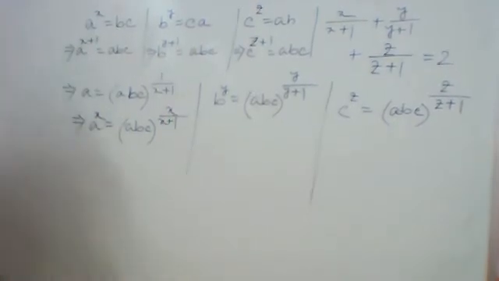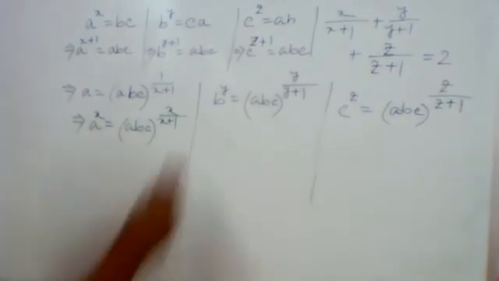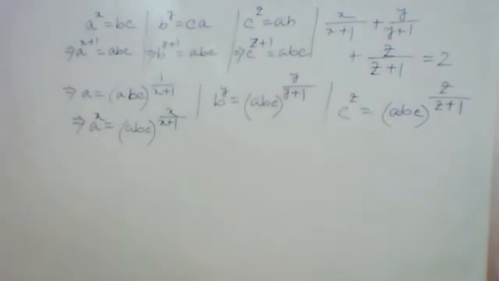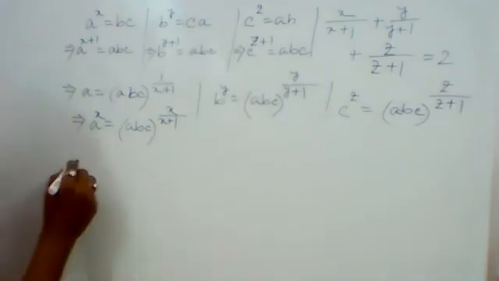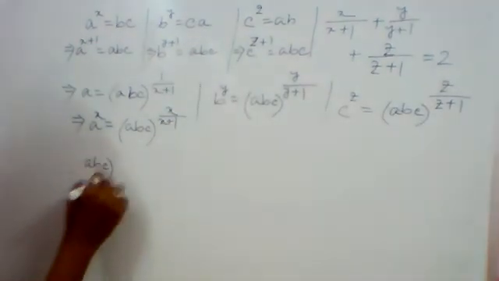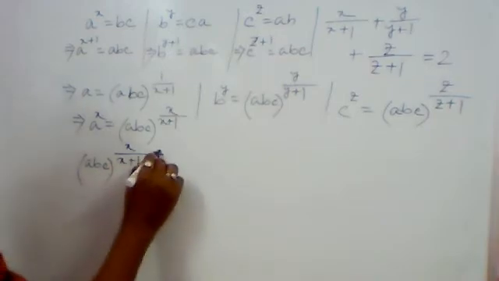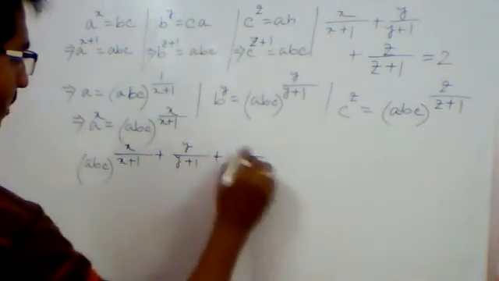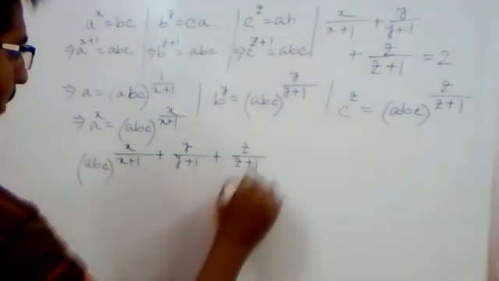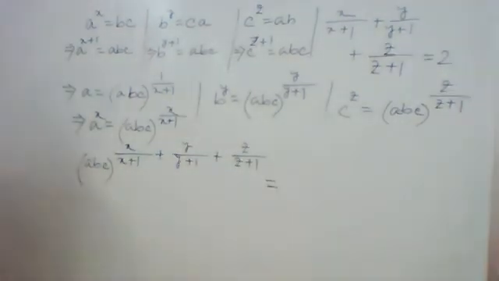So let us multiply the right side of all these identities and check the left side. The right side, if we multiply this into this into this, the power will be added. So it will be what? (abc) whole to the power x by x plus 1 plus y by y plus 1 plus z by z plus 1. The power will be added because they are same base. Equal to, left side a to the power x, b to the power y, c to the power z.